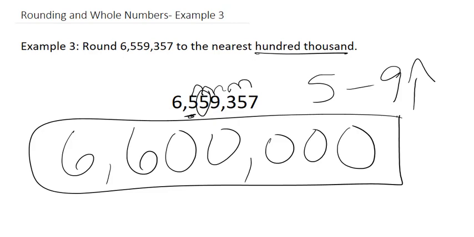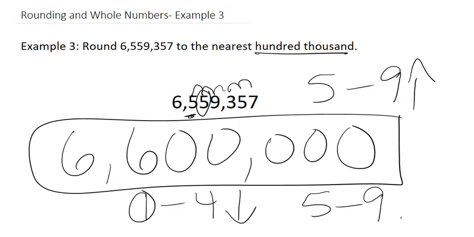So to review, you round down if it's between 0 to 4, and then we round up if it's between 5 to 9. Now that we've covered some basics, let's apply the rounding rules back to our pulse scenarios.